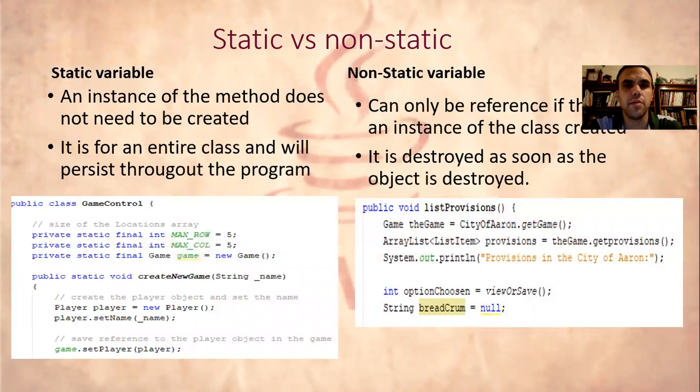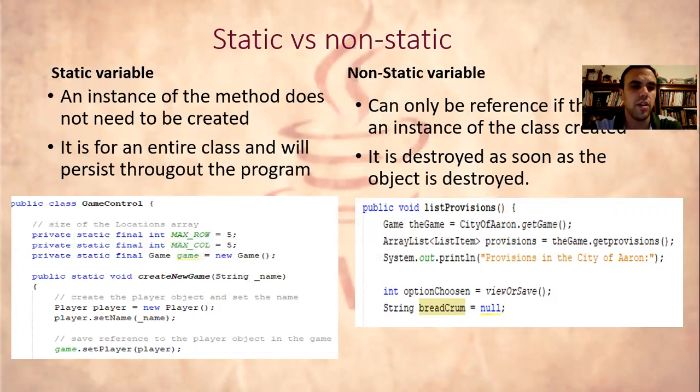First, the static variable versus the non-static. The static variable does not need an instance of the class to be created to work. It is for an entire class and persists throughout the program. It's created when the program starts and it's destroyed when the program ends. A non-static variable, on the other hand, can only be referenced if an instance of the class is created, and is destroyed as soon as the object is destroyed.